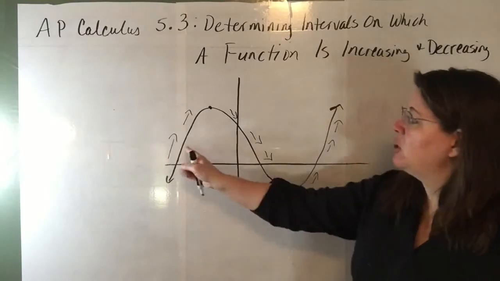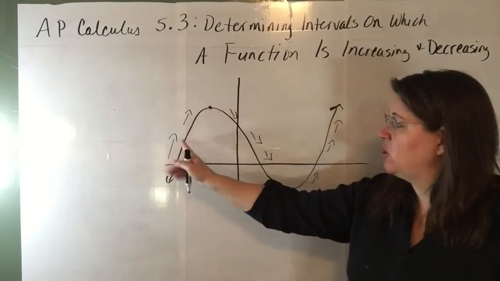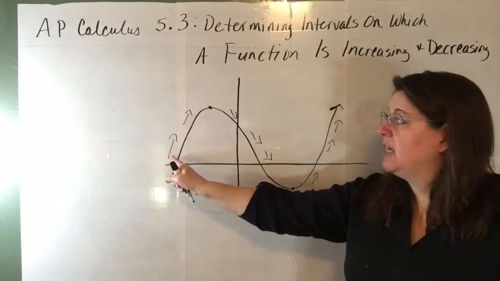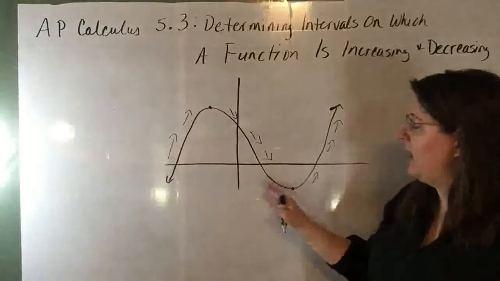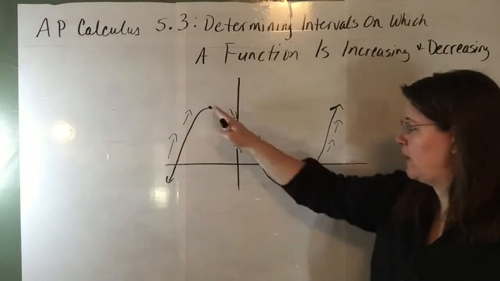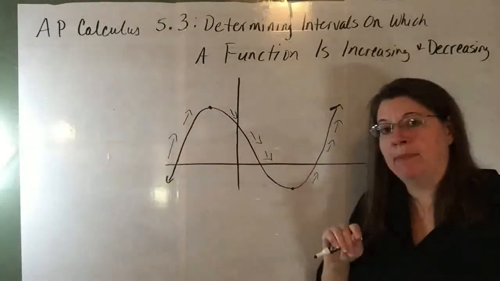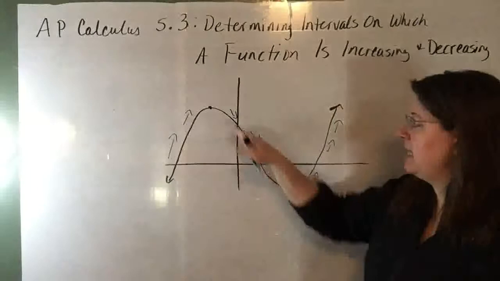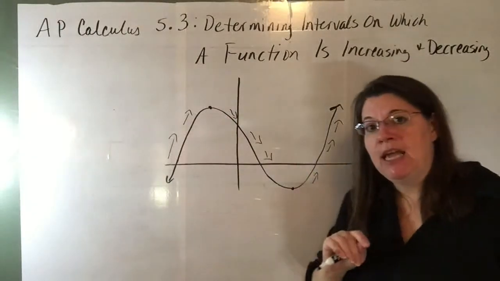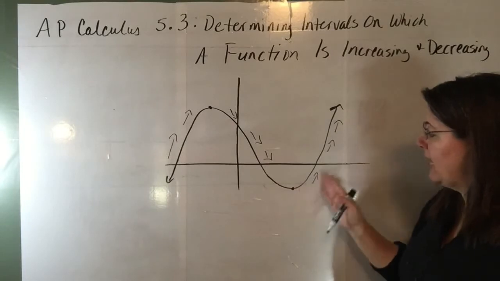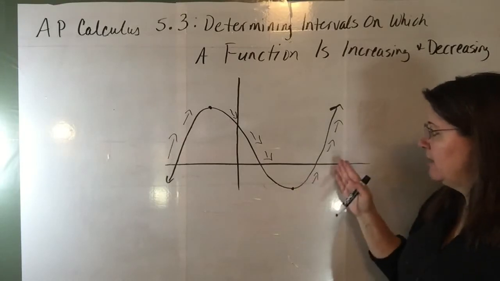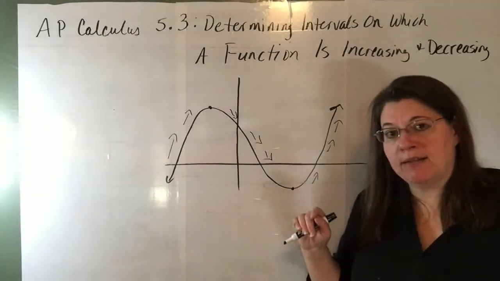If we plug a value that's to the left of this x value into the derivative, then it's going to come out as a positive slope. If we plug a value between these two x values into the f prime function, then it's going to come out as a negative. If we plug in a number, an x value to the right of the minimum here, then it's going to come out as a positive.